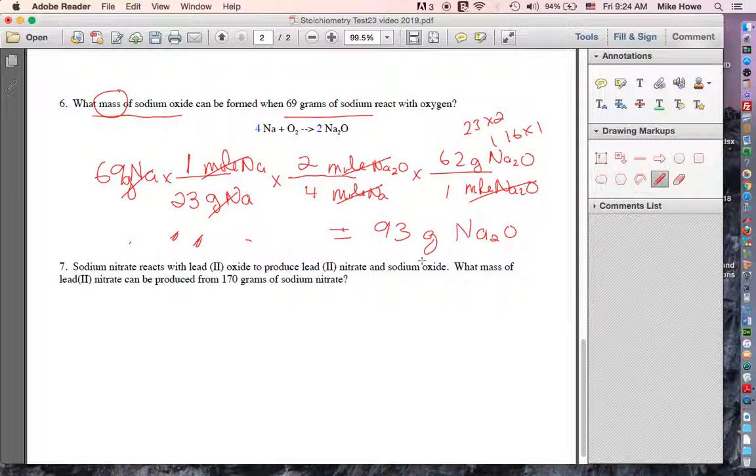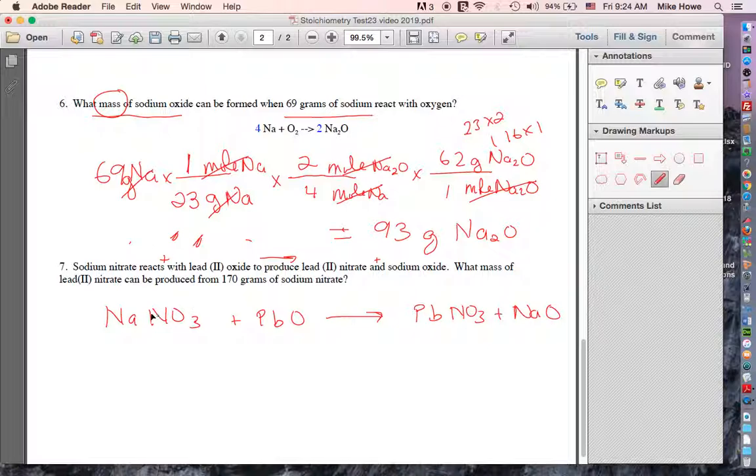All right, last question. Maybe the most difficult because you need to write your own equation for this one. So this says sodium nitrate reacts with lead 2 oxide to produce lead 2 nitrate and sodium oxide. So sodium nitrate. Remember when you're writing equations, you write the symbols down first. Plus lead 2 oxide, so that'd be PbO, yields lead 2 nitrate, Pb with NO3, plus sodium oxide.